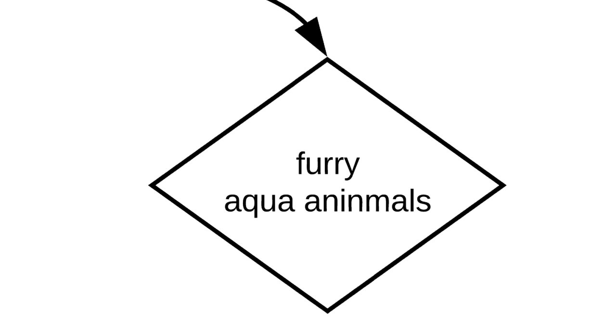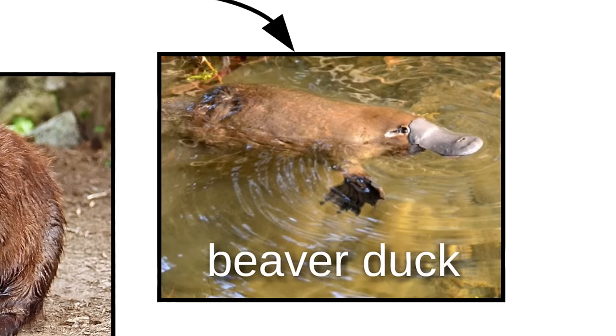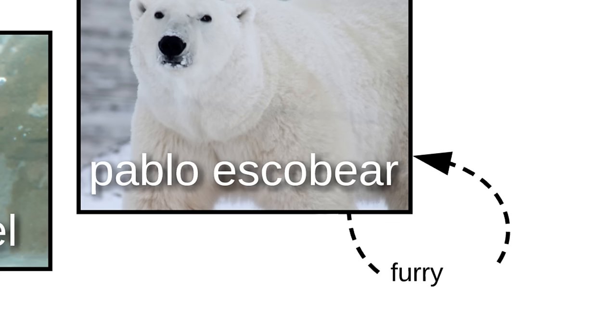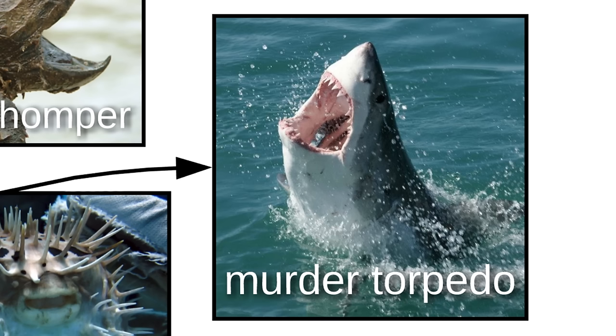Some animals are furry aqua animals, like the lumber squirrel, or the beaver duck, or the water weasel, or the infamous Pablo Escobar. Furry, but no touchy. Then there's the not-so-furry aqua animals, like the swamp chomper, the poisonous pincushion, and of course, the murder torpedo.